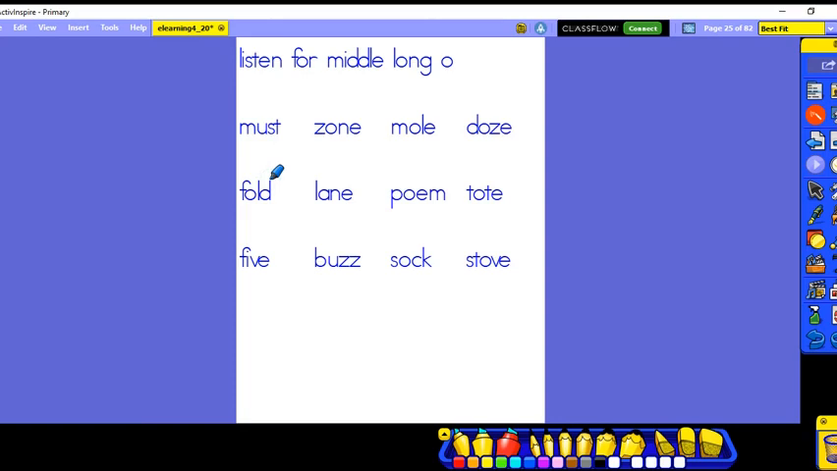Must, zone, O. Mole, O. Doze, O. Fold, O. Lane, poem, O. Tote, O. Buzz, sock, that has ah, not O. Stove, O.